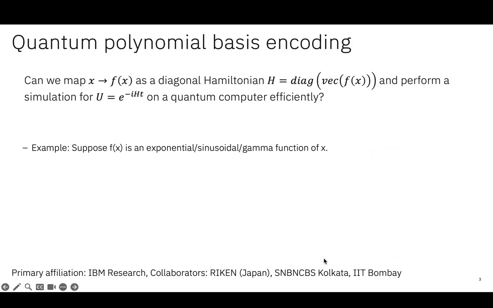One is on the encoding problem. So basically, given a function or a particular signal waveform that needs to be encoded and then transferred from one point to another point, what are the various possible encoding techniques for the functions for the quantum hardware or the QPU?